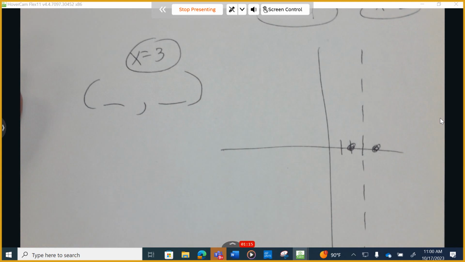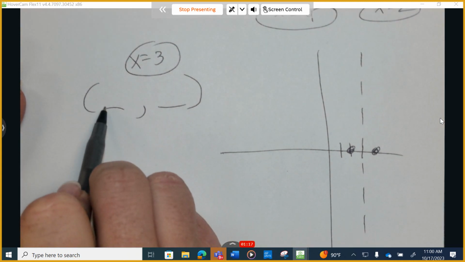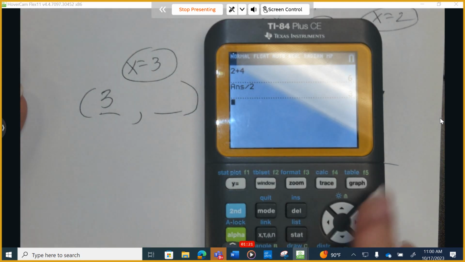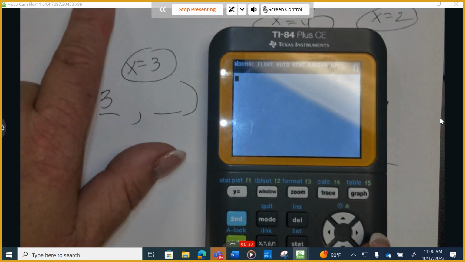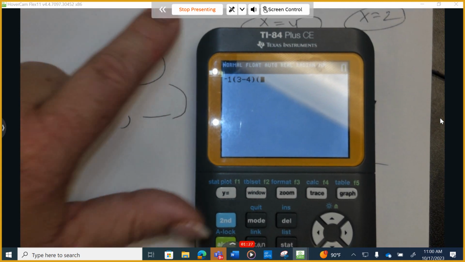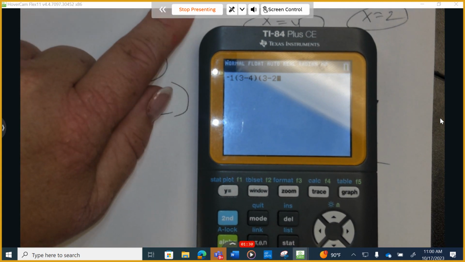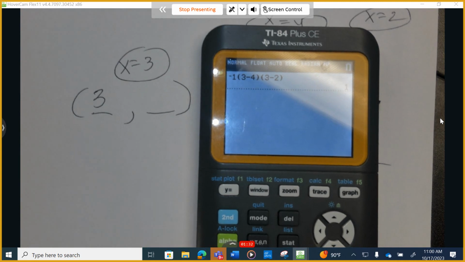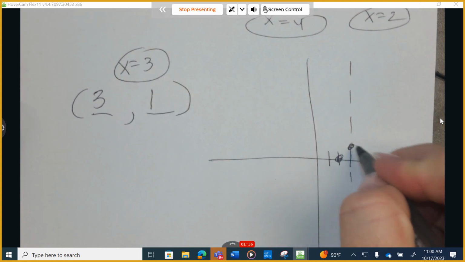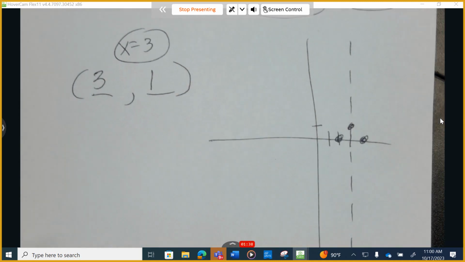If I'm identifying the vertex, what is the x-coordinate? 3. How do we find out the y? We're going to take this, the y-coordinate of the vertex. I come up above, I have -1, 3 minus 4, and 3 minus 2. And we end up with an answer of 1. This is the vertex.